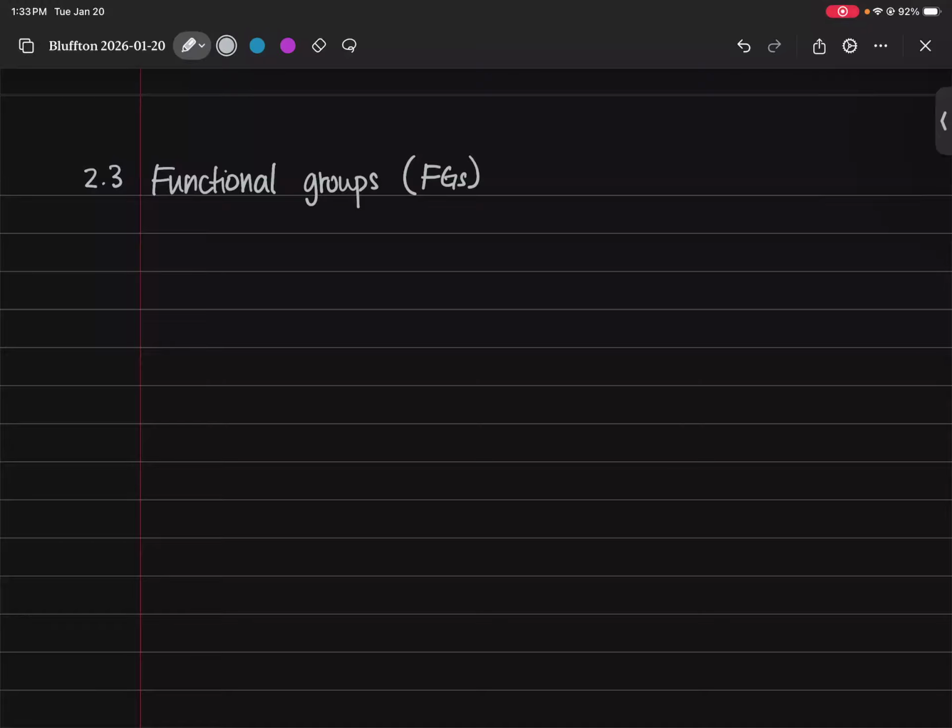But basically, what a functional group is, it's a part of a molecule that has predictable functionality, hence the name functional group, predictable reactivity, properties, et cetera, et cetera.